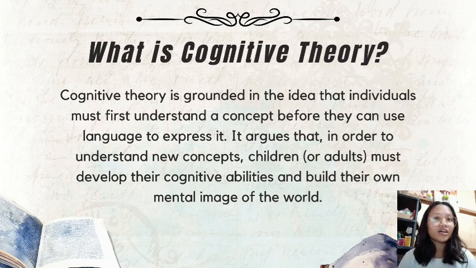It argues that in order to understand new concepts, children or adults must develop their cognitive abilities and build their own image of the world. Cognitive theory is based on the idea that children are born with limited cognitive ability upon which all new knowledge can be built. Knowledge can be developed via building blocks of knowledge named schemas.